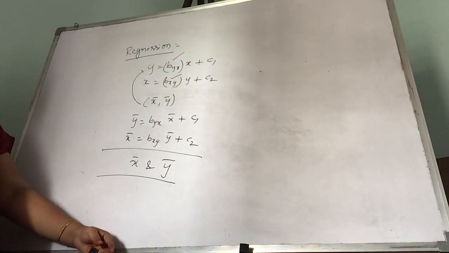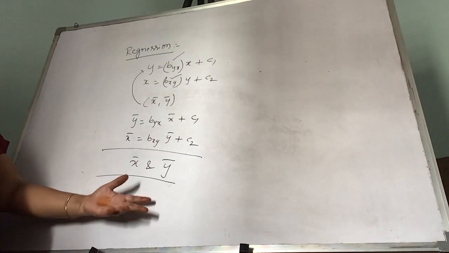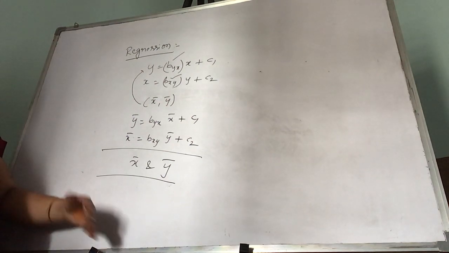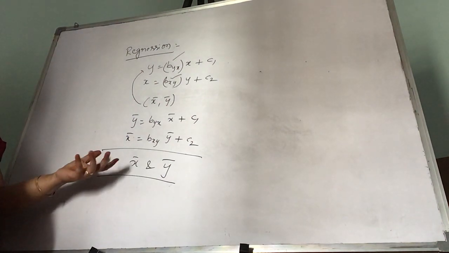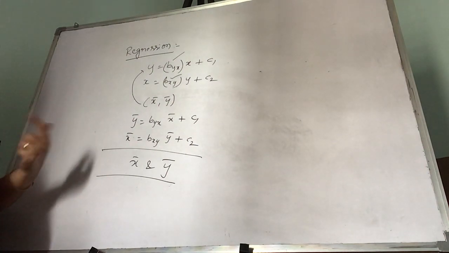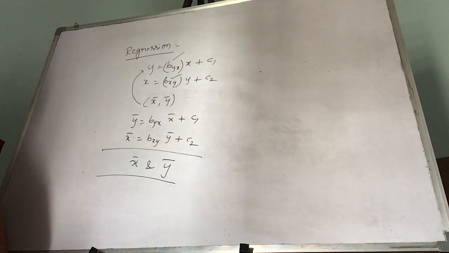In the next video, we will discuss multiple linear regression. Okay, multiple linear regression means the relationship between three or more variables, more than two variables. When more than two variables are connected by a linear relationship, that is called multiple linear regression. In the next video, we will discuss that concept.